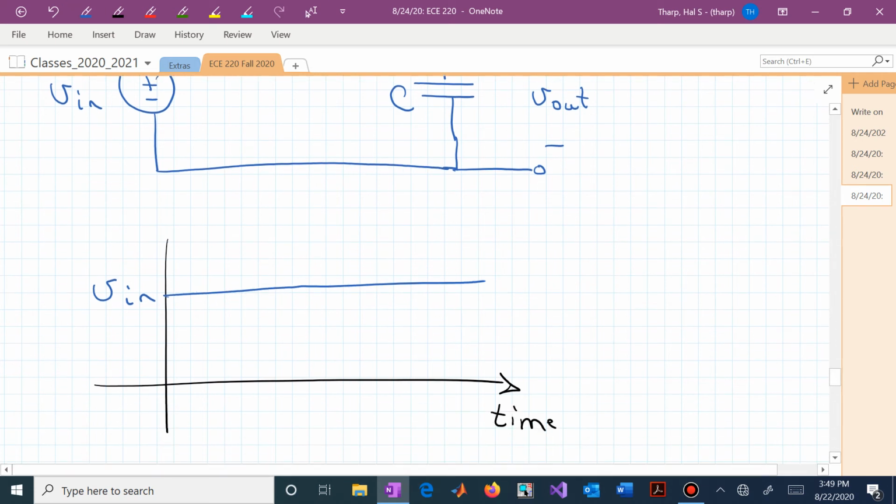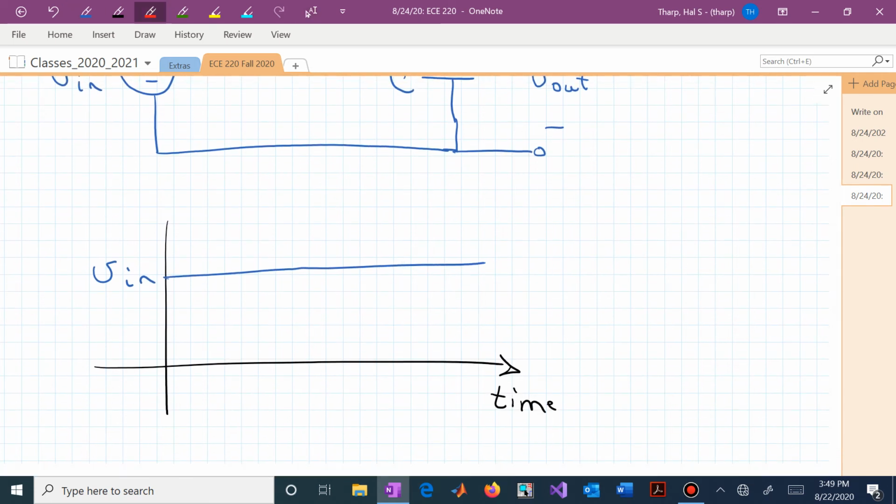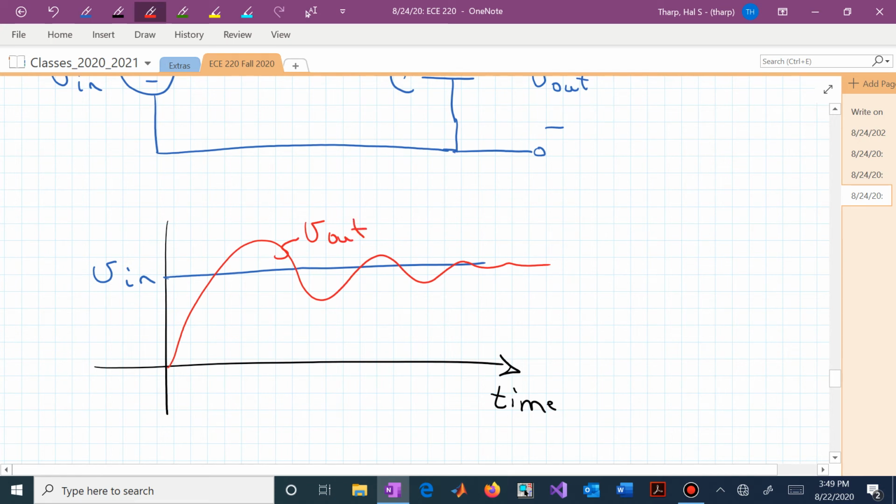What happens at V out? Well, now it doesn't have this RC charging look. It could, depending on the values of L and C. Now maybe it has some oscillatory behavior. This is now our output voltage on that capacitor.